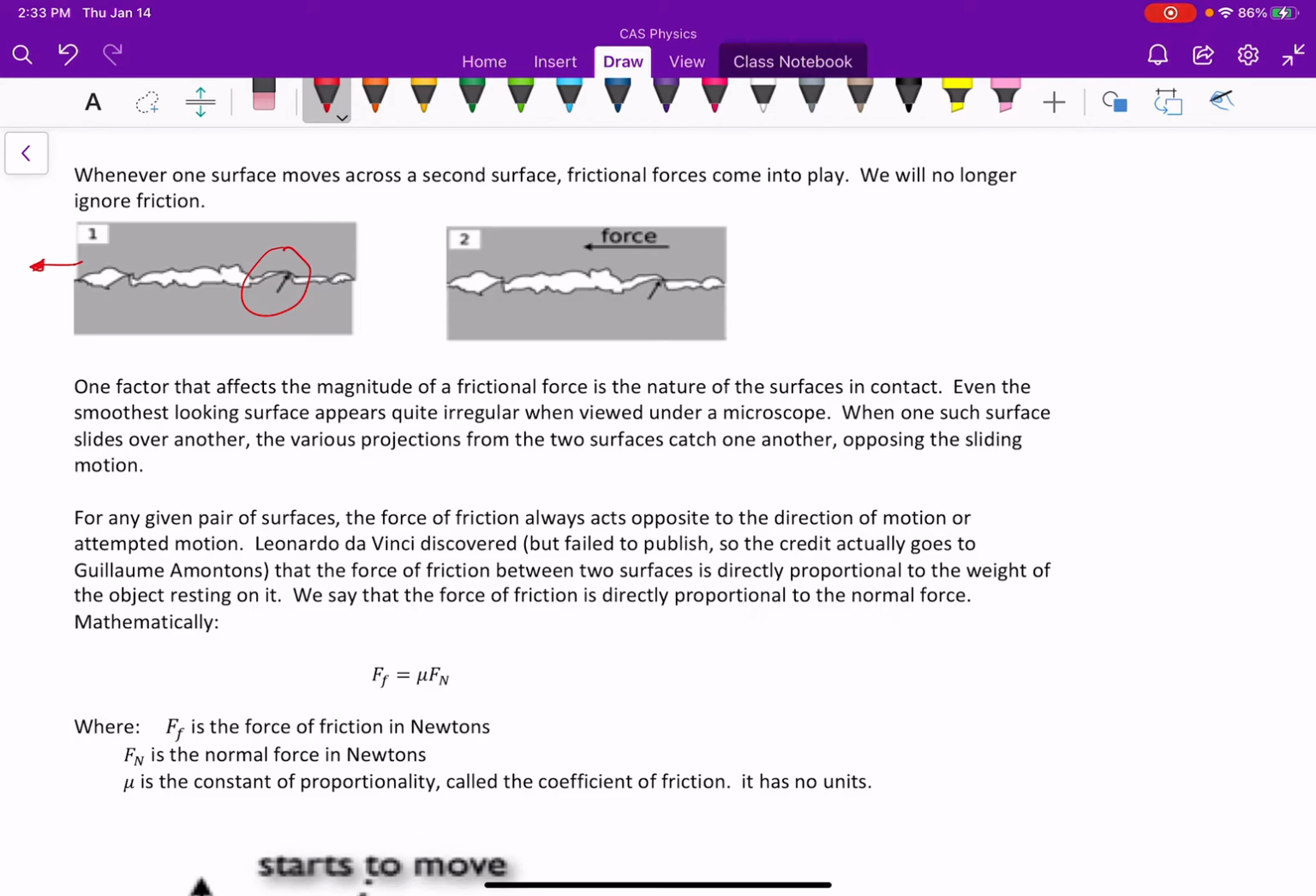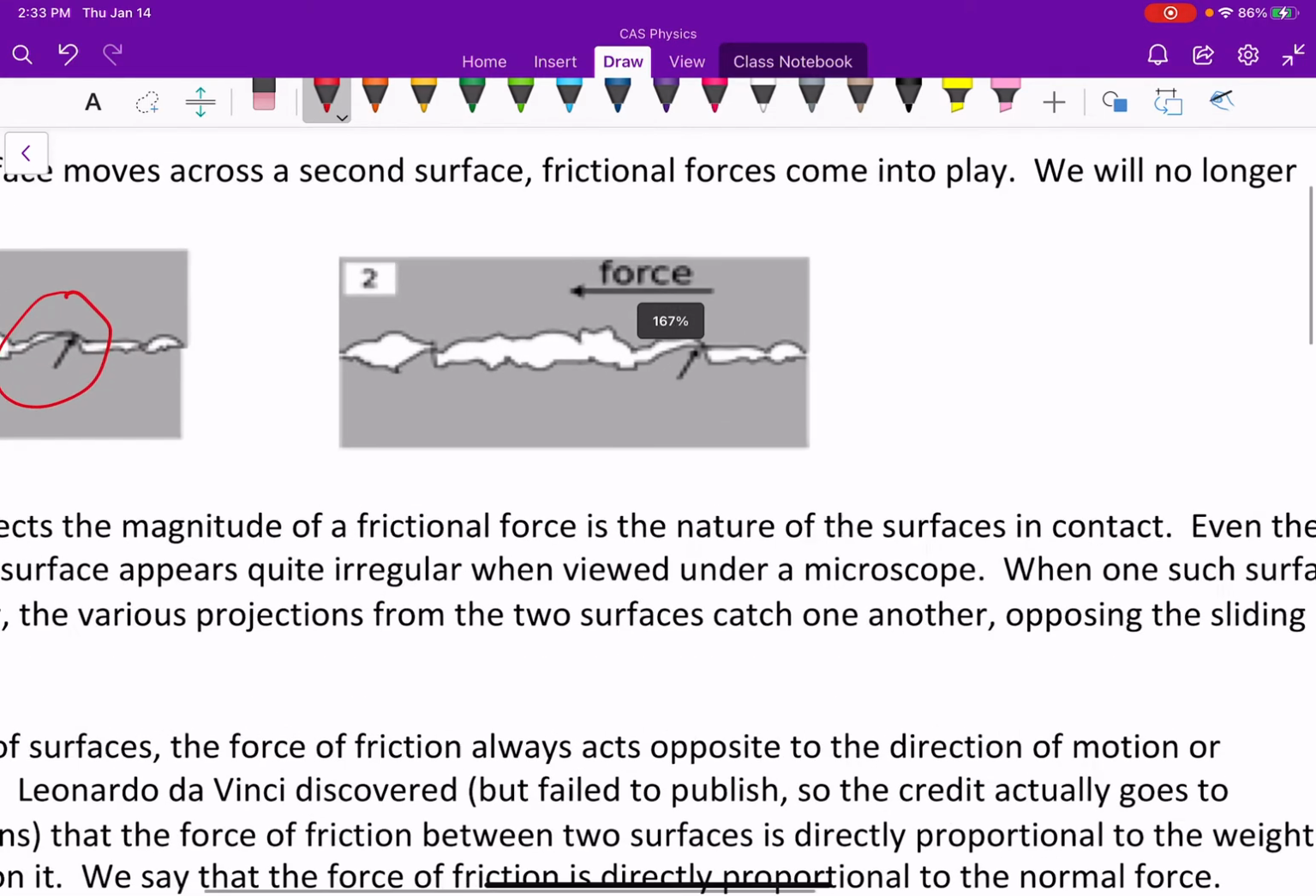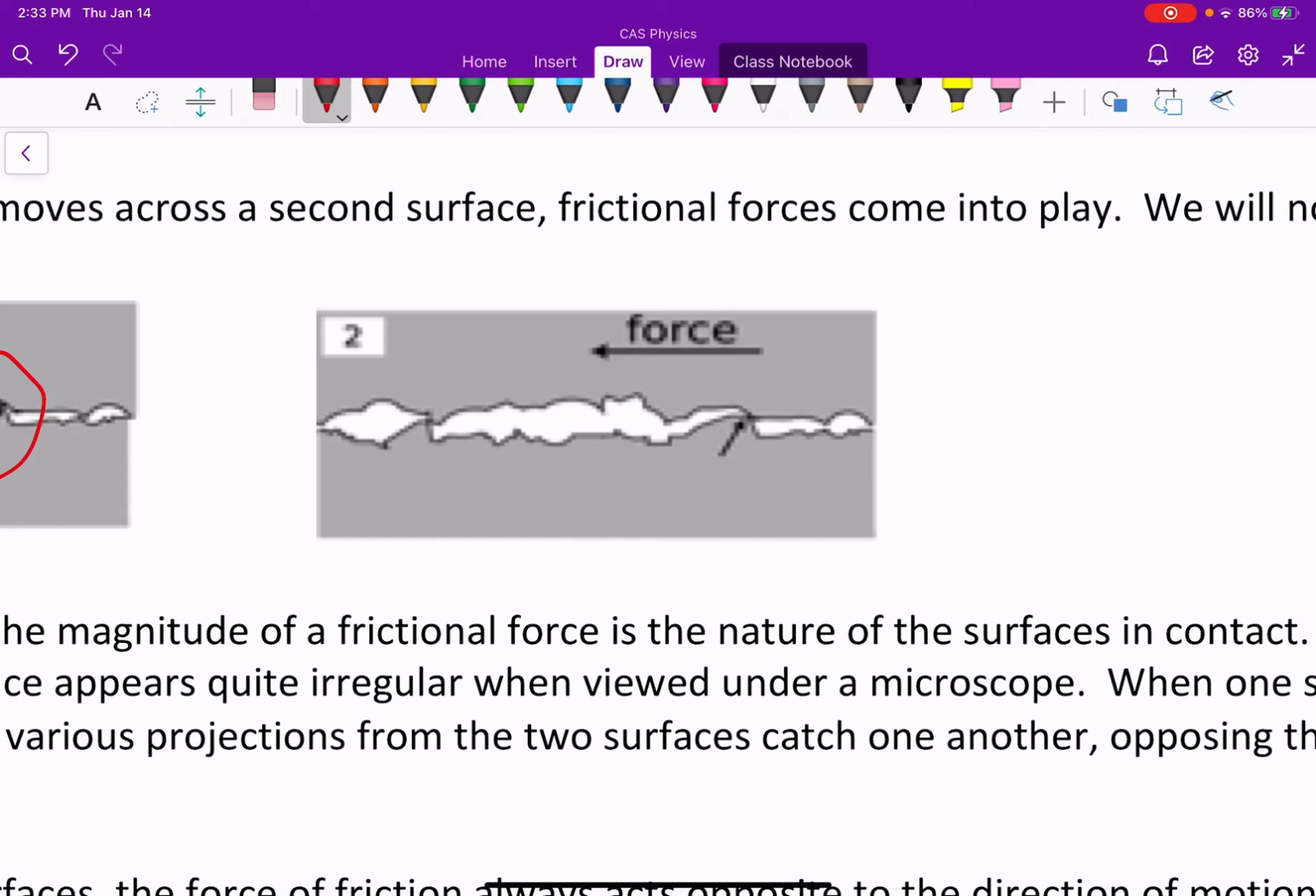And then even on a more exaggerated scale, if you look at this at the molecular level, you've got all these atoms with their electron clouds in one surface and electron clouds in the other surface. And when an object has been sitting for long enough, those electrons arrange themselves in a way that provides a little bit of an attractive force. So objects that are at rest relative to each other tend to be a little more stuck, so to speak.